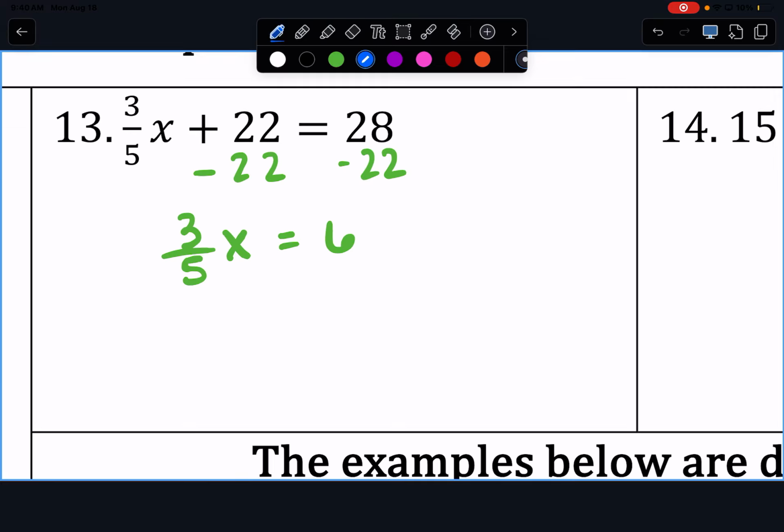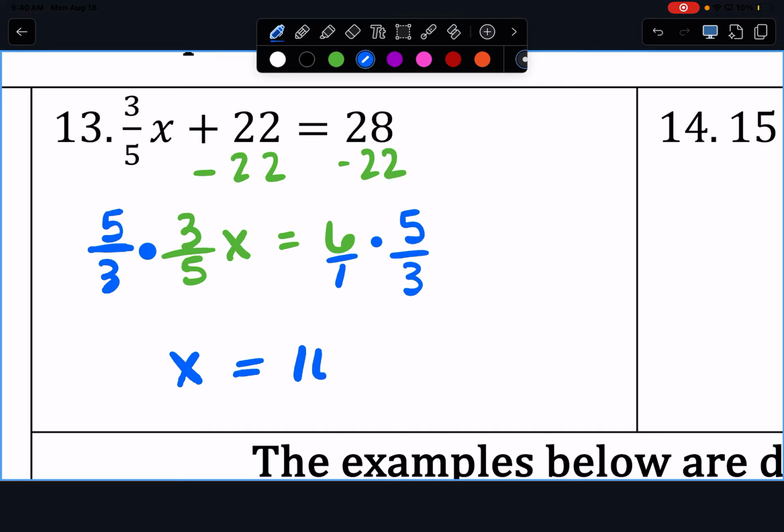Then we got to multiply by the whole reciprocal because it's a whole fraction. Well, if it's just a denominator, we can get rid of just the denominator. But if it's a whole fraction, we do the whole thing. All right. So we get x equals, we can simplify this. What is 6 times 5? What is 30 divided by 3? It is 10. Yeah. All right.